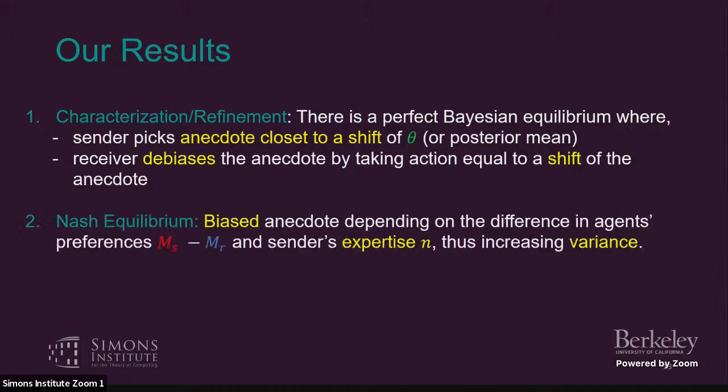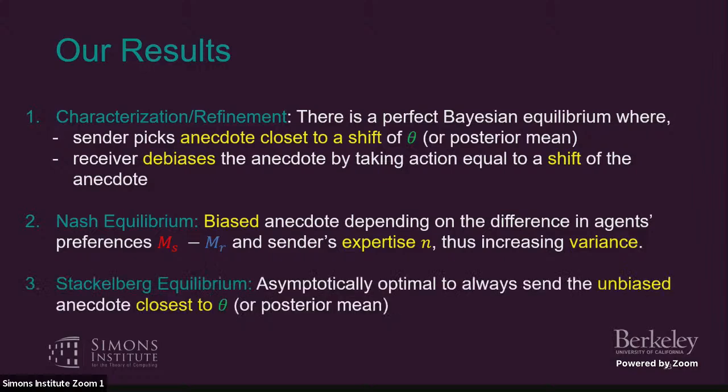And we see that in the equilibrium, depending on how different the sender and the receiver are, this shift of theta the sender chooses, the bias of the anecdote, grows with the difference between the preferences of the agents. And because of this increasing bias, the variance of the communicated anecdote also increases. So there is a loss of precision as the bias increases. As the sender and the receiver get more and more misaligned, there is more and more information loss along with the bias in communication.